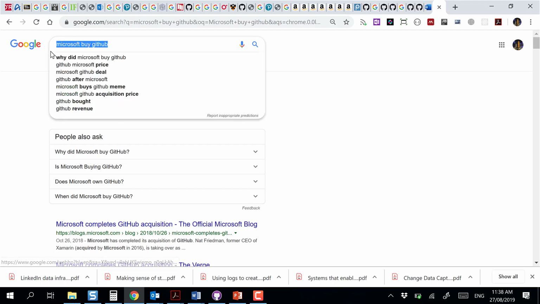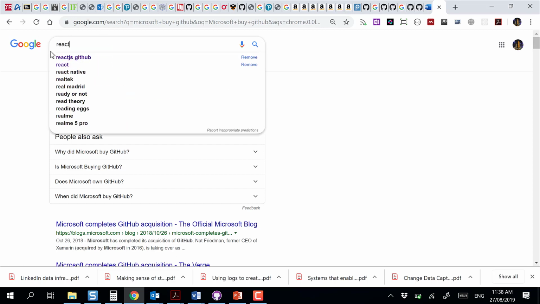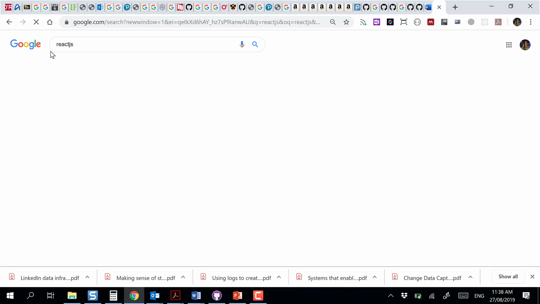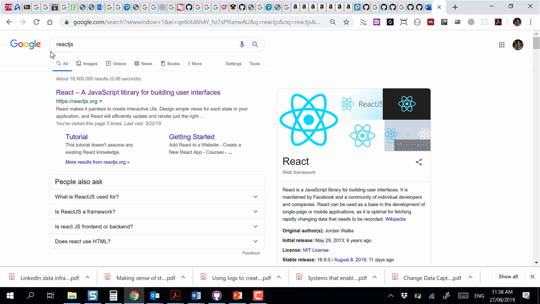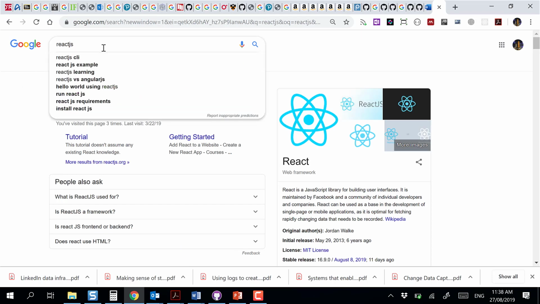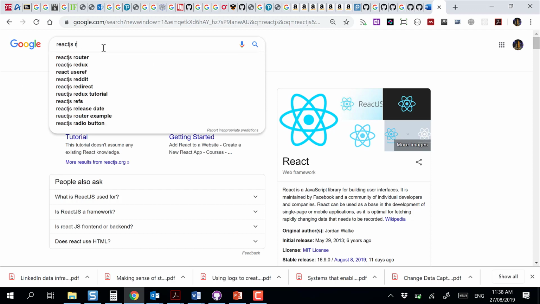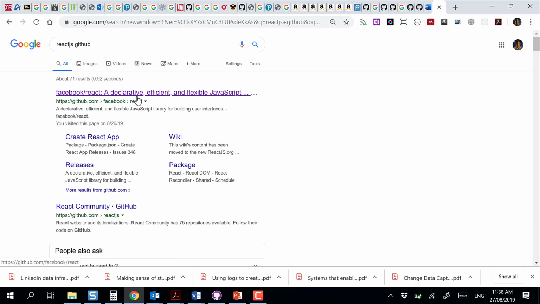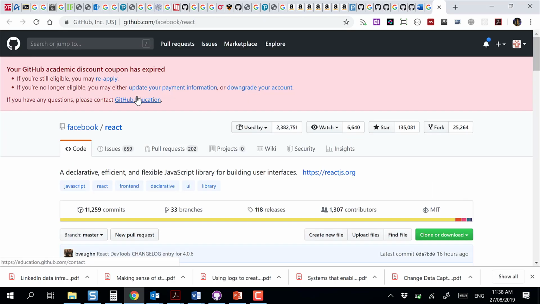Like, let me show you just an example. Any open source library, you will find it on GitHub. So there's something called React.js that you will learn in 2 years' time in web development. This library is being developed in GitHub. Just let me show you. This is a GitHub repository or project of this React.